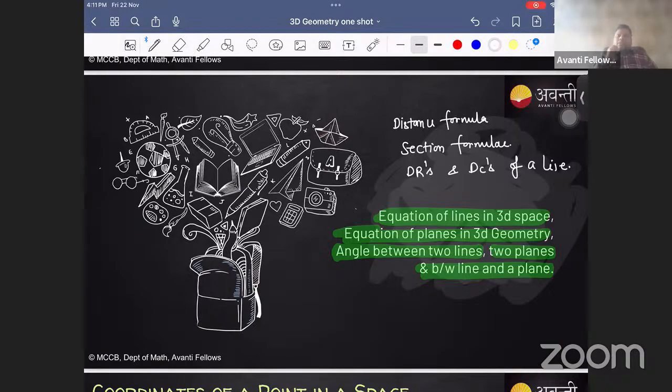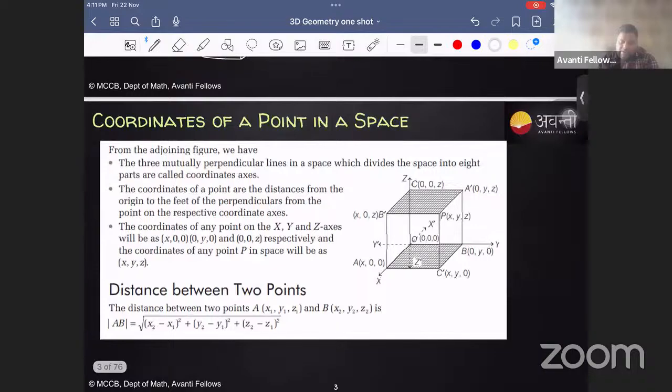All right. So I assume this distance formula and section formula you have already covered in your 11th class. Direction ratios and direction cosines also you have done in your 11th, 12th class. And equation of line is also covered in 12th class. Now equation of plane, angle between line and plane, this will be something new for you. So our main concern will be over these topics. So very quickly, I will cover some basic things about the coordinate space in 3D.